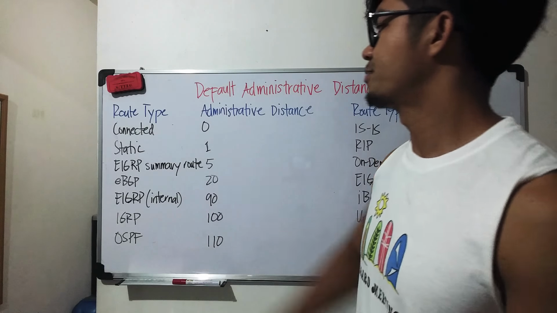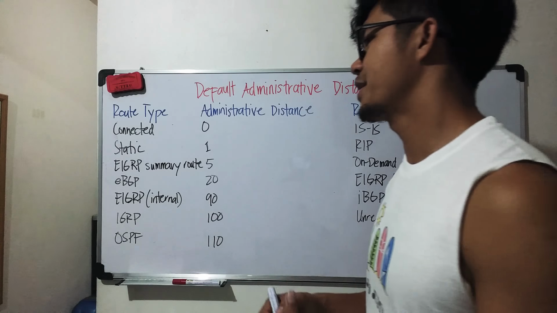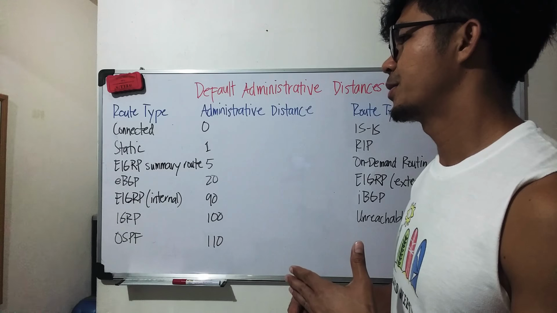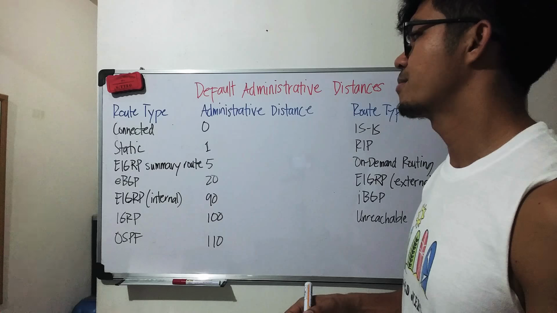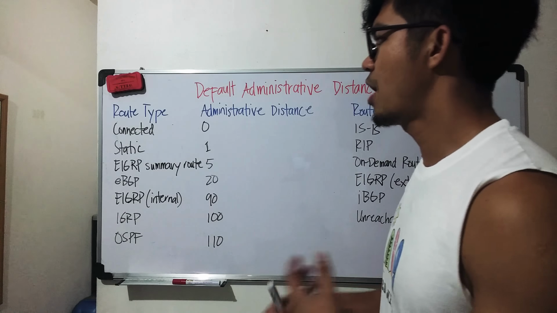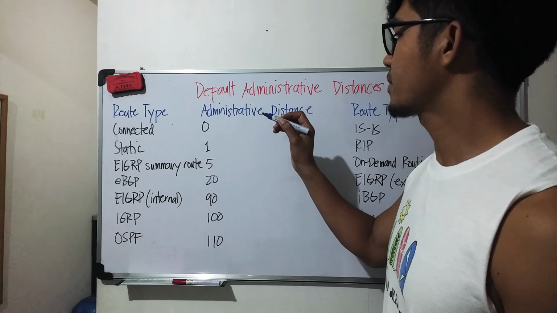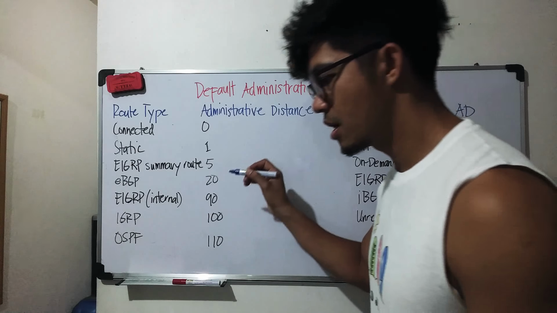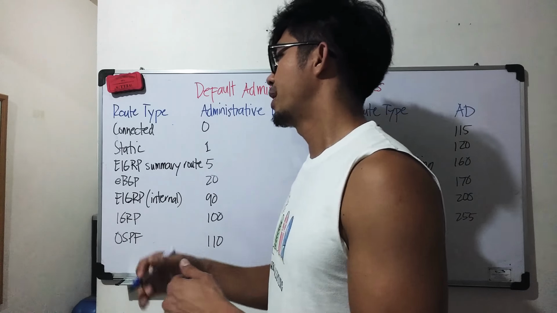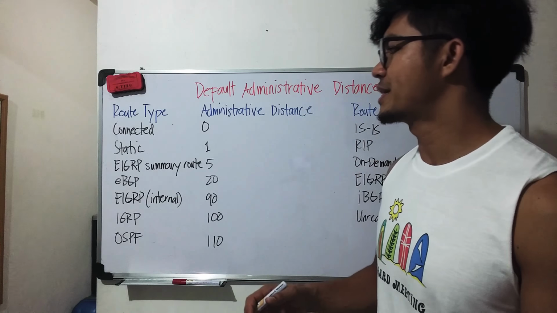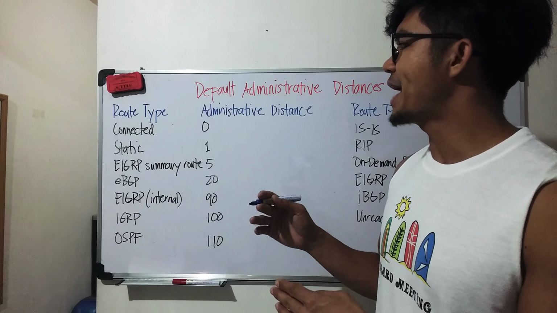Connected. A connected route is basically a route that is configured on an interface of a device, for example, of a router. That route will have an administrative distance of 0. And static, I assume that you are familiar with static routes. They have an AD of 1.